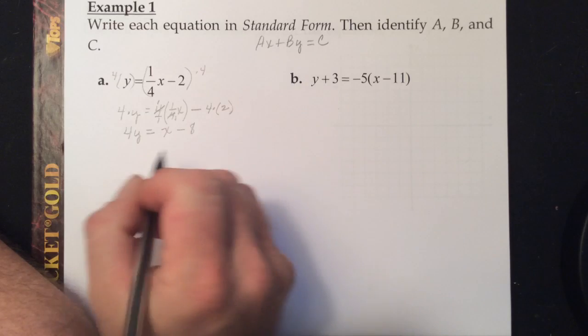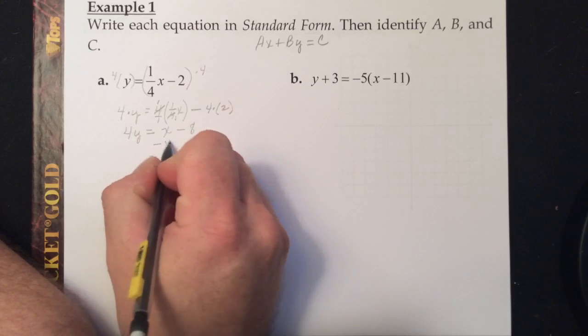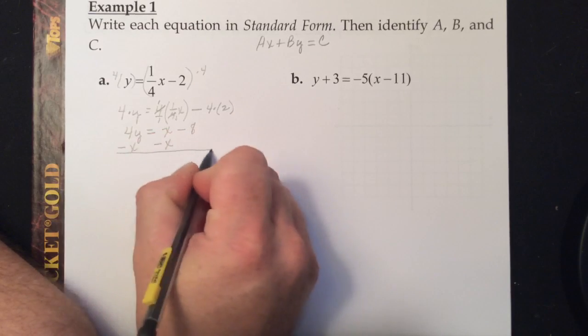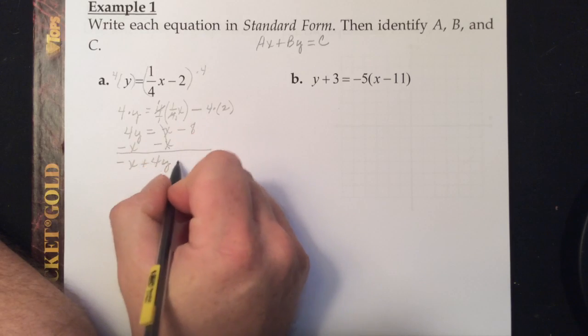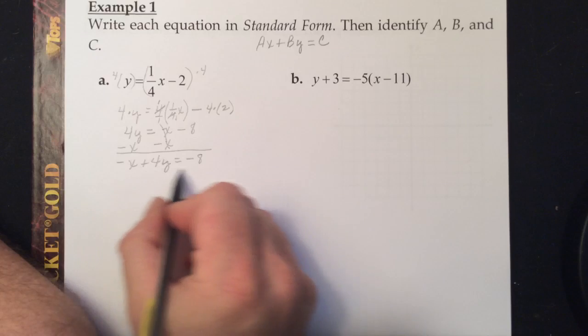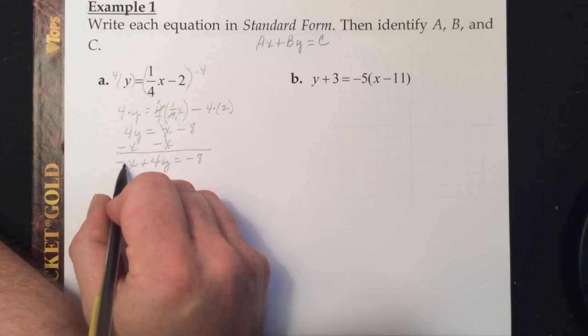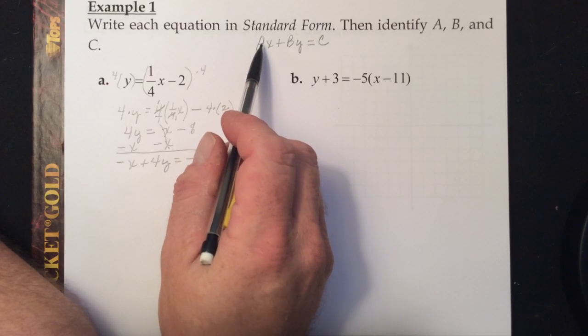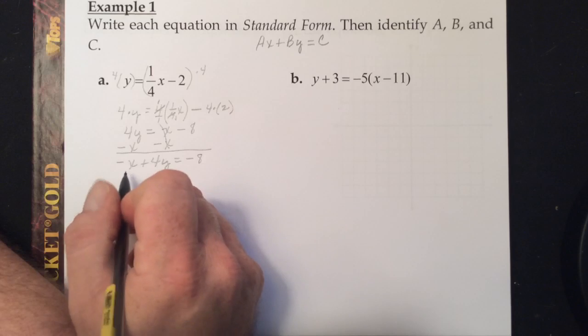We need to put it in standard form. The x needs to be where the y is, so we subtract x from both sides. We get negative x plus 4y equals negative 8. Now, a lot of students might leave this. Be very careful, because this is not supposed to be negative. As I mentioned before, this has got to be a whole number. It can't be negative. So how do we change it? How do we get rid of that negative?